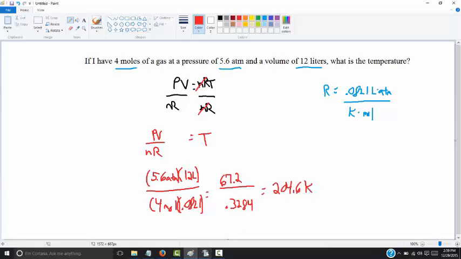(204.6 Kelvin), and that would be your final answer.